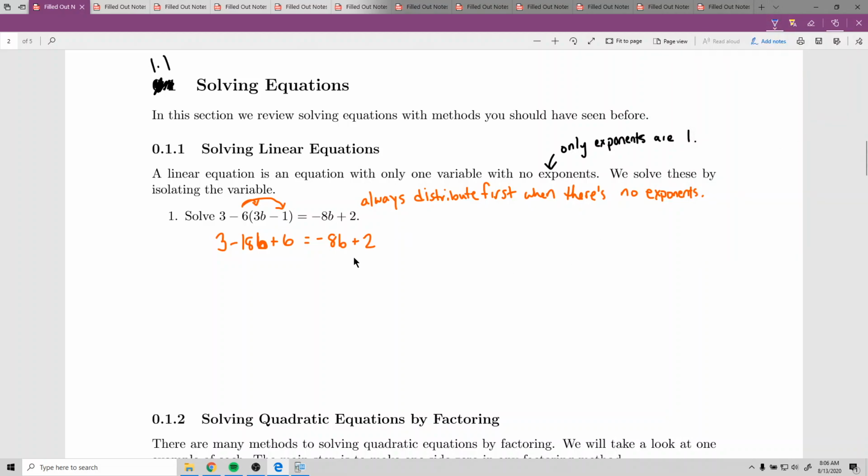And now it's just up to you. Like I said, this section's a review, so you should know what you want to do next. What I prefer to do is just combine like terms as I go. Keeps things as simple as possible. But if you want to do something else, be more than welcome. We have a 3 plus 6, which is 9 on the left side. Those are the only like terms we have in the whole problem for now. Minus 18b equals negative 8b plus 2.